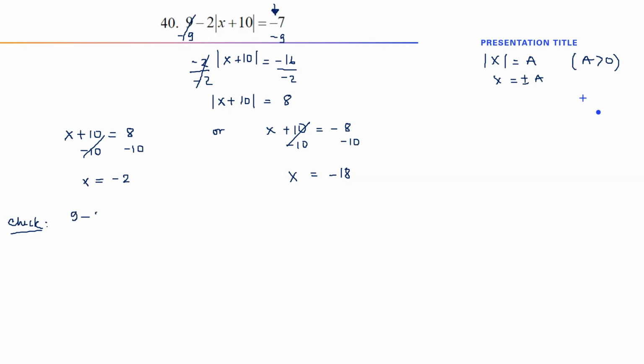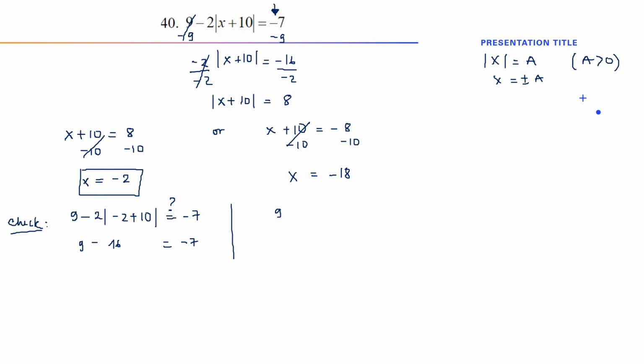Nine minus 2 times the absolute value of negative 2 plus 10, is that equal to negative 7? So inside the absolute value we have 8. So 9 minus 2 times 8, 16. That is negative 7. So this one is good.